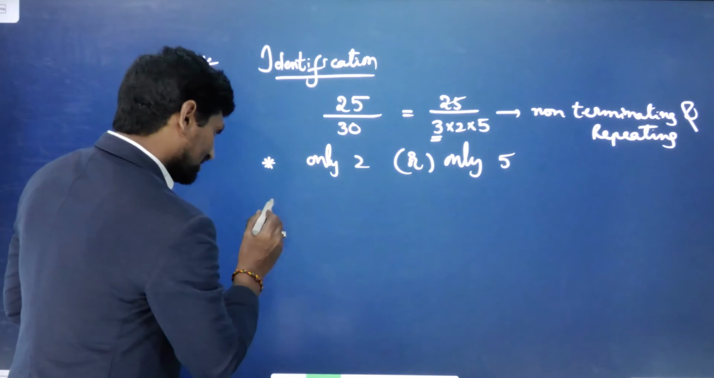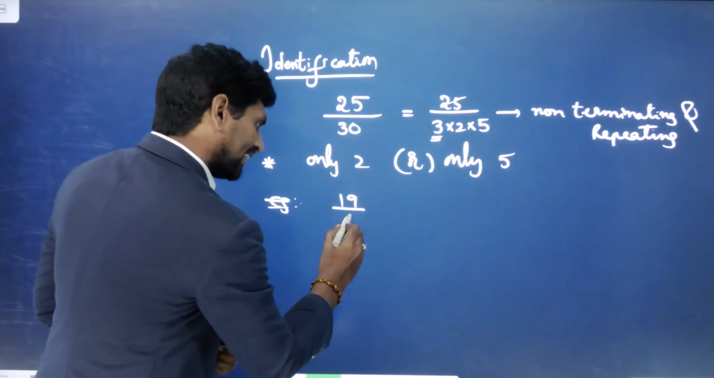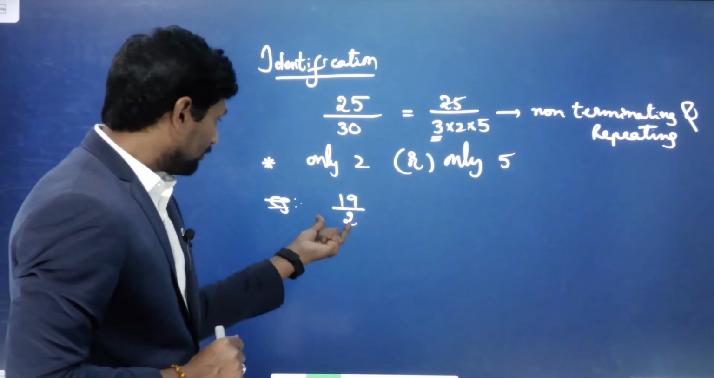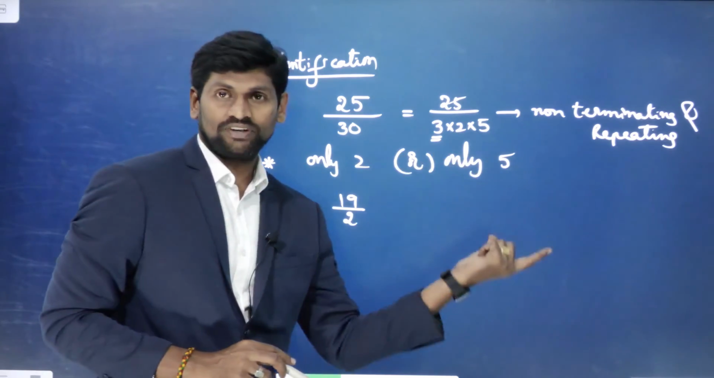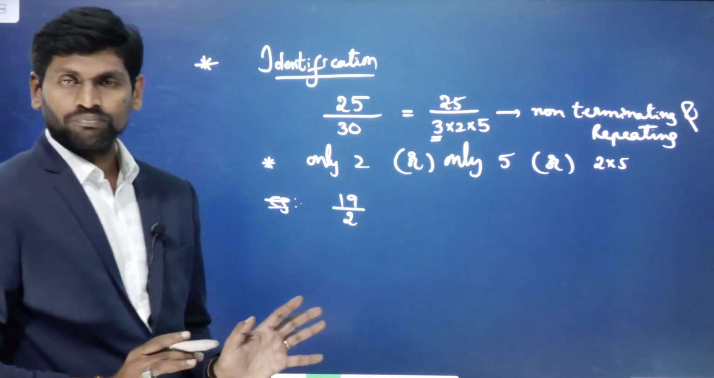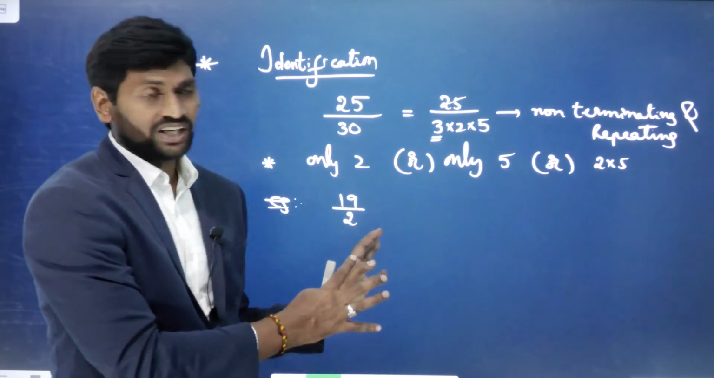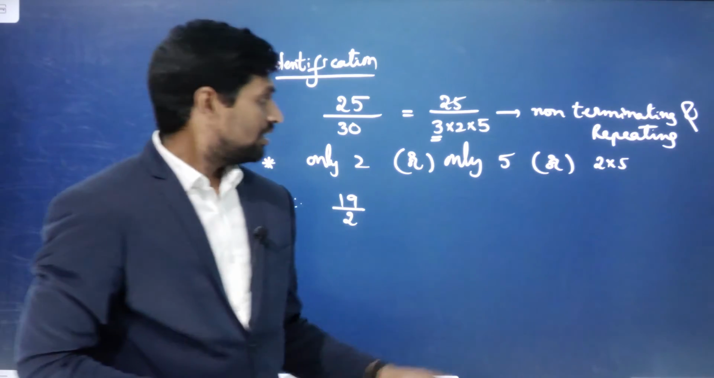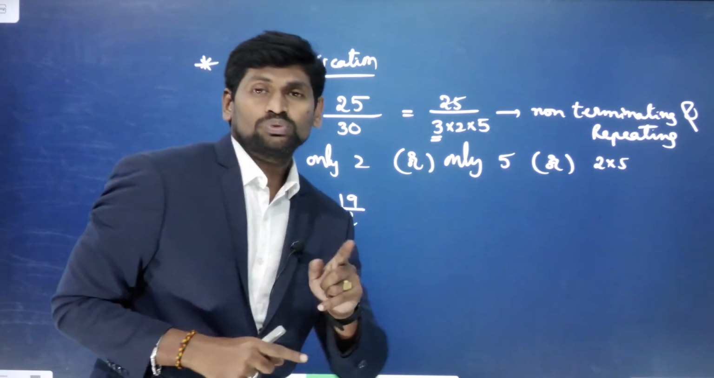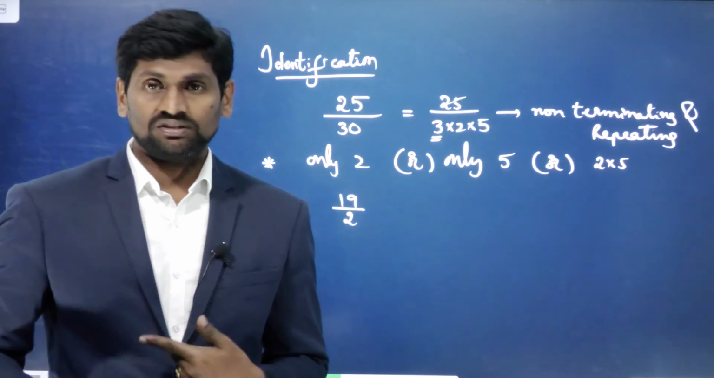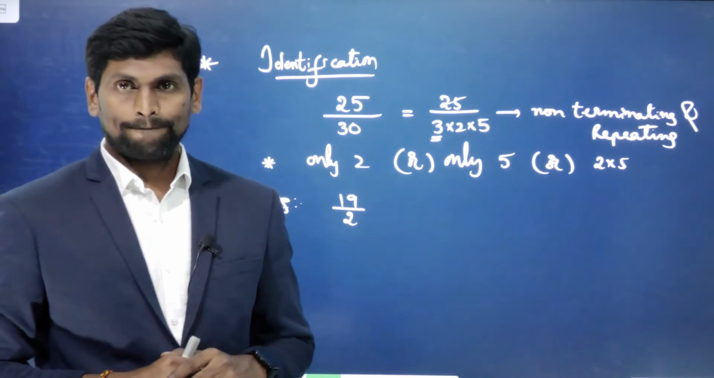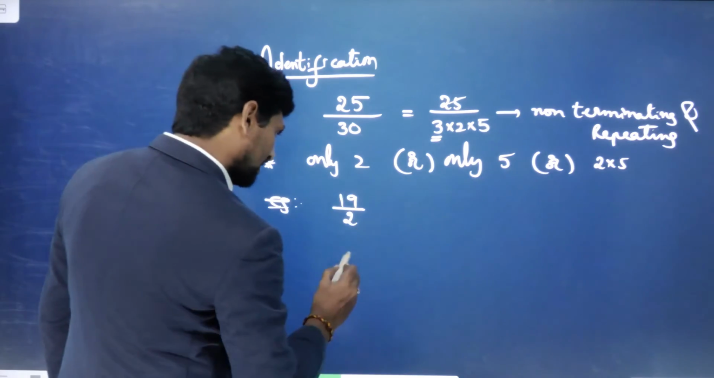Okay? Now let us see example 1. 19 by 2. Is it terminating or not? Yes, exactly. The denominator has only the number 2. I said only 2s or only 5s. And a combination, 2 into 5, also can be there. No problem. Only 2s in the denominator, it is a terminating decimal. Or only 5s in the denominator is also terminating. Or a 2 into 5 combination is also terminating. But except for them, if you identify the presence of another prime number, you have to decide the number will be a non-terminating repeating decimal. Okay? Right. So this is terminating.